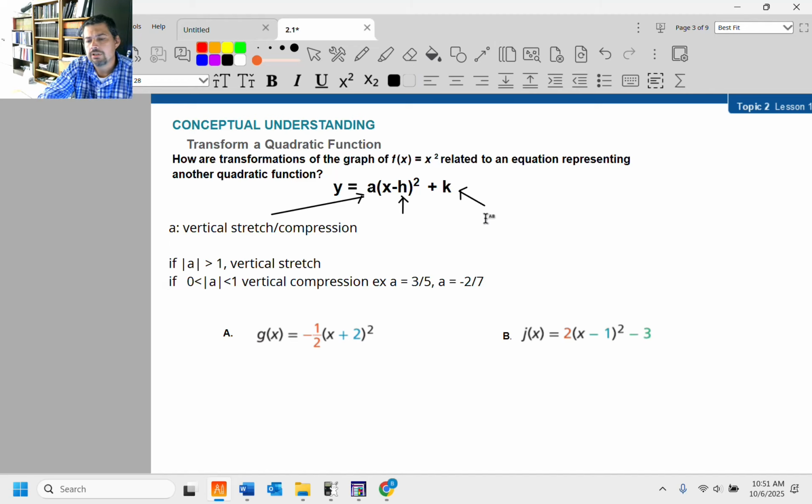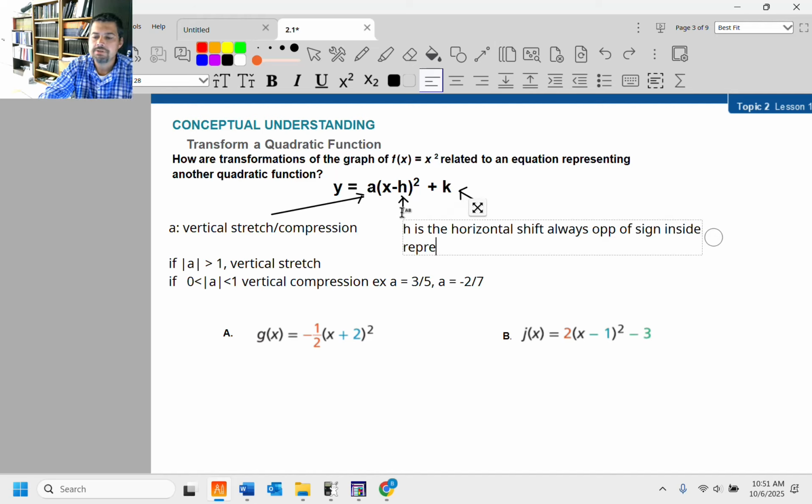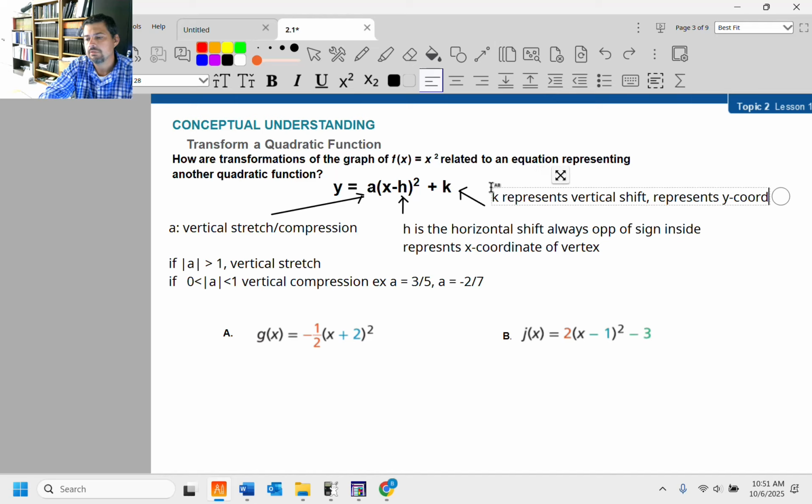H, and we've talked about H before. H is the horizontal shift. It is always opposite of the sign inside. It also represents the x-coordinate of the vertex. Big deal there. And then lastly you have K. K represents the vertical shift, and it is the y-coordinate of the vertex.